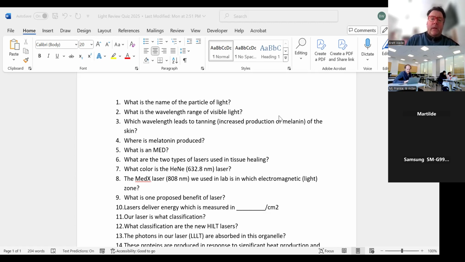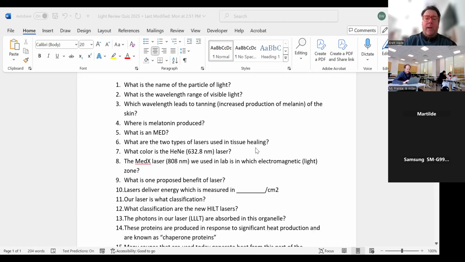Which wavelength leads to quote unquote tanning, which we, of course, would be better described as the production of melanin by some of your skin cells? So that wavelength is UVB. It is the only frequency which actually is going to stimulate the production of melanin in your skin cells. Sounds the same, but a little bit different, and this is melatonin. So where does that get produced? As you probably know, that is produced in the pineal gland.